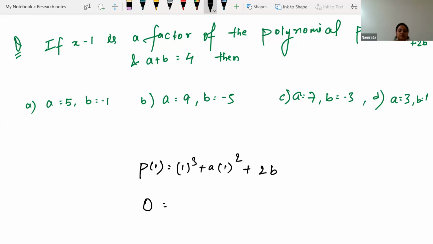Ma'am, it is coming minus a upon 2, like b is equal to minus a upon 2. So a plus 2b is equal to minus 1, right? Yes, ma'am. So we are able to generate one equation from here, right, Harshit? Yes, ma'am. And the other equation is given. So again, we have to solve these two equations.